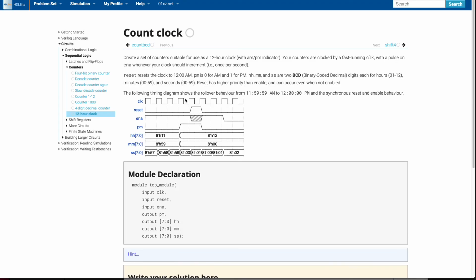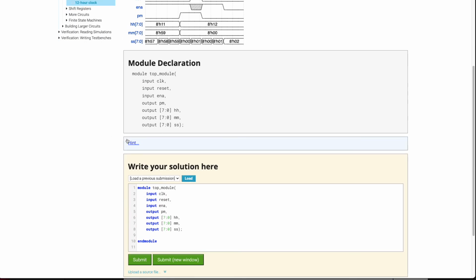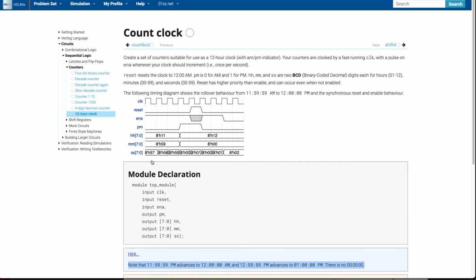Oh yeah, this one I already did. Create a set of counters suitable for a 12-hour clock. Your counters are clocked by a fast running clock with a pulse enable whenever your clock should increment once a second. What's a hint? Okay, well, this isn't really a hint. This is a specification. Okay.